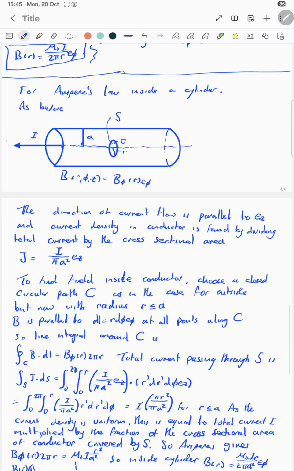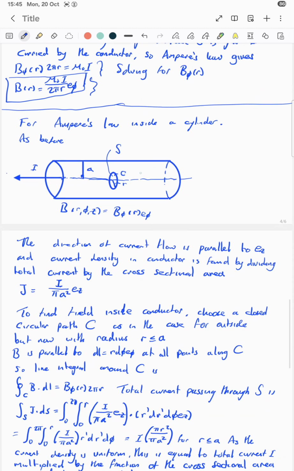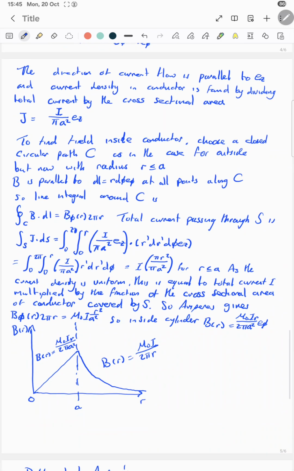Right. For Ampere's law inside a cylinder, it's as before, but our Gaussian surface is here now on the inside. The direction of current flow is parallel to Ez, and current density in a conductor is found by dividing the total current by the cross-sectional area given here. To find the field inside the conductor, we choose a closed circular path C, as in the case for the outside, but this time with the radius within the cylinder itself.